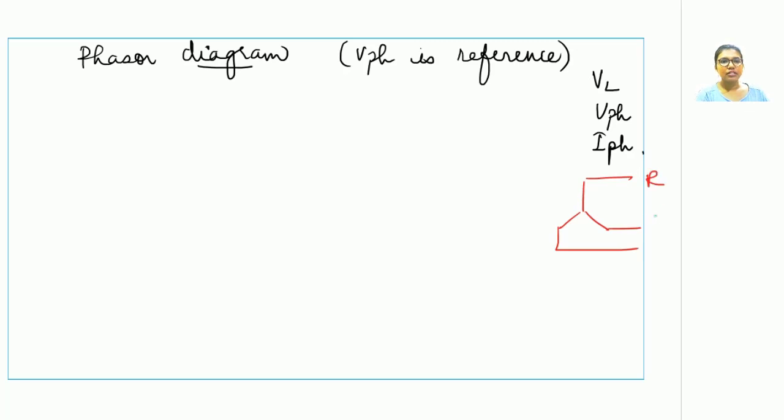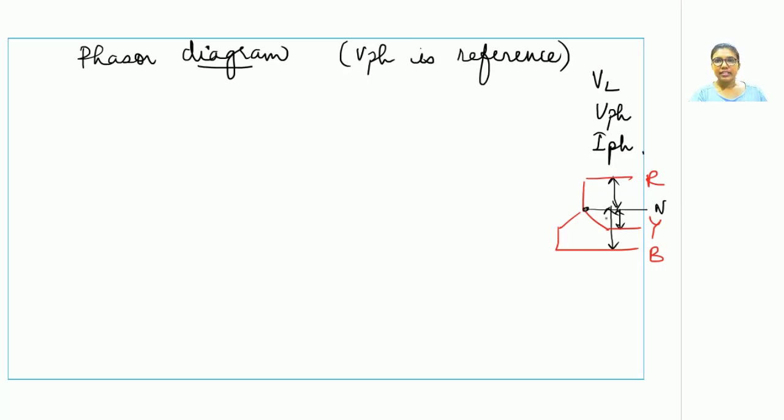This is R, this is Y, this is B. Now what is important for a star connection while drawing the phasor diagram? The phase voltages and the line voltages should be properly marked, and the relationship between the line voltage along with its respective phase voltages should be known to us. Since this is a star connection, there is a neutral.